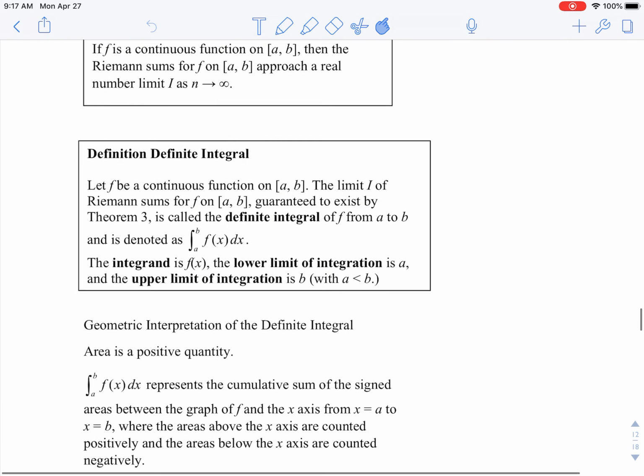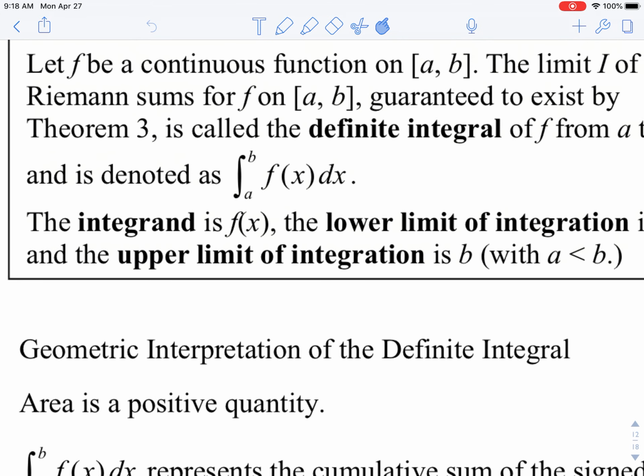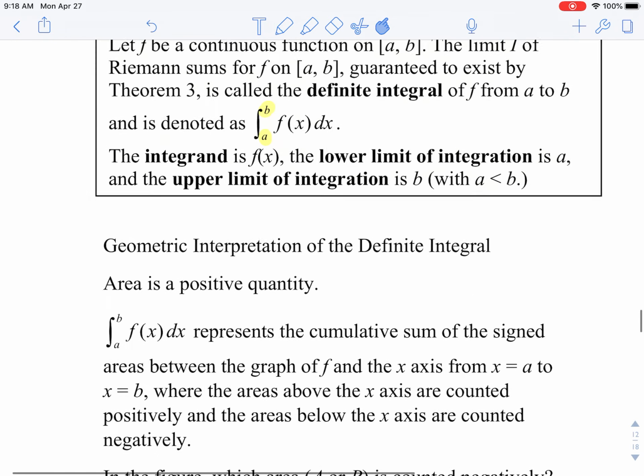So I am not going to stress anything on that. I'm just going to go right to the definition of a definite integral. We have a lower limit of integration, which is the number written down at the bottom, and an upper limit of integration. And then, of course, the integrand. So this is the integral from a to b of f of x dx.